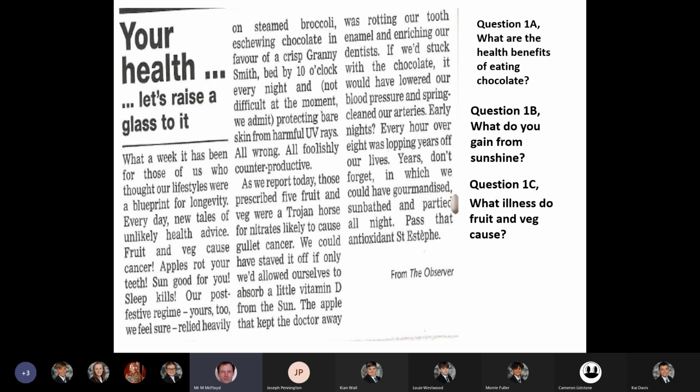Question 1A, what are the health benefits of eating chocolate? Question 1B, what do you gain from sunshine? Question 1C, what illness do fruit and veg cause? On your paper or on your Word document, please write down your answers to a maximum of 3 marks.